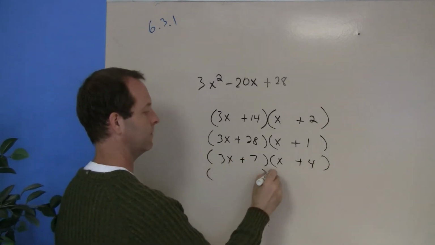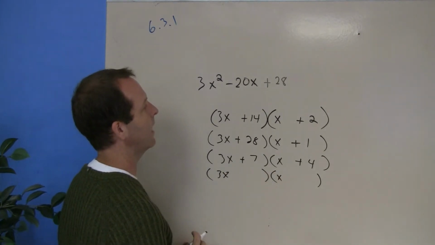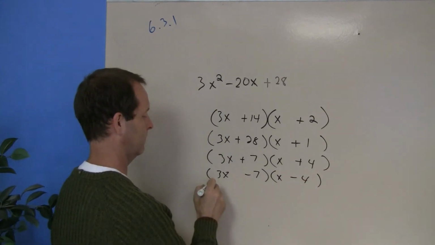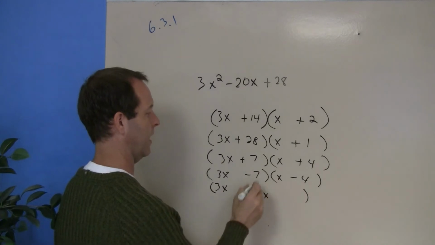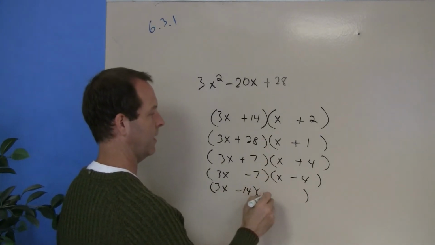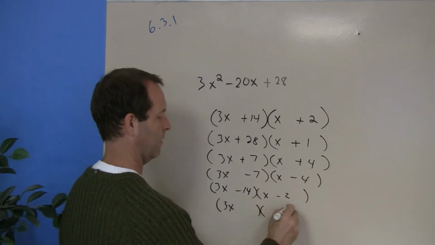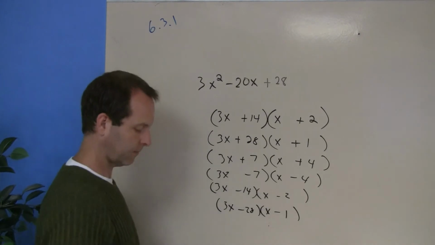Another one is a negative 7 and a negative 4. Another one is the negatives of these, a negative 14 and a negative 2. And the last one is a negative 28 and a negative 1.